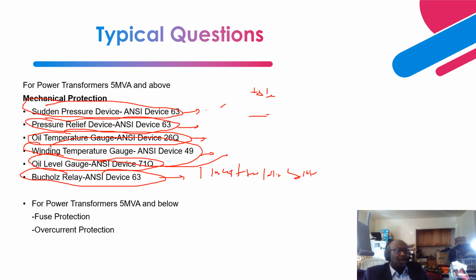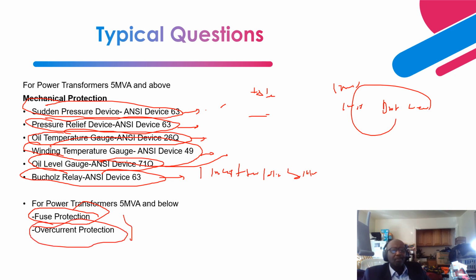And for power transformers 5 MVA and below, or 1 MVA and below, those are basically very distribution-level power transformers, right? Okay, so what they use is, because of cost, fuse protection and overcurrent protection, and they don't put in much sophisticated protection. In addition to that, it might have an oil level gauge and oil temperature gauge. These are the most protection that they apply on transformers that are 1 MVA and below.